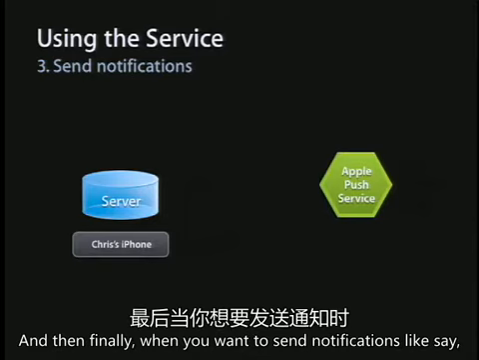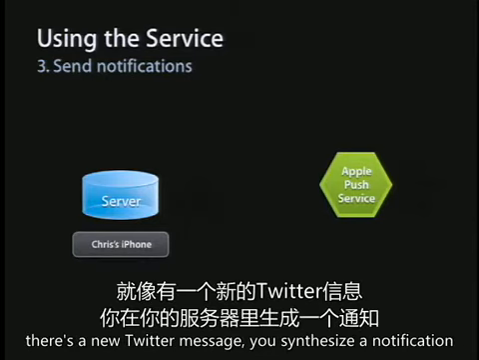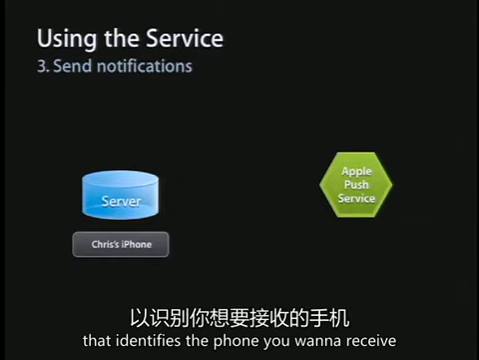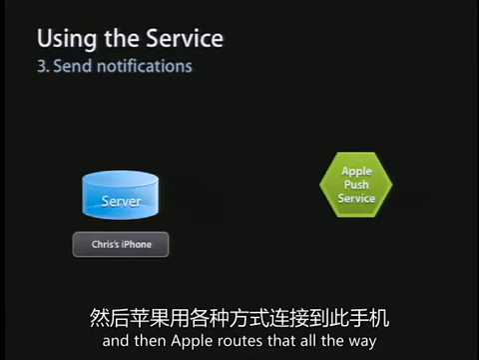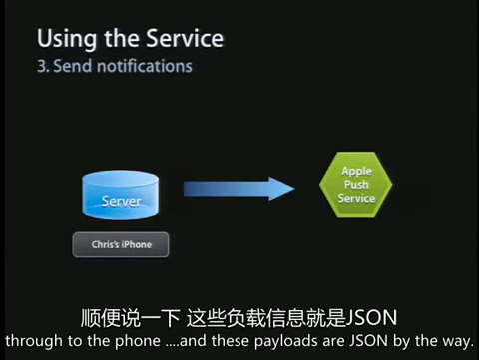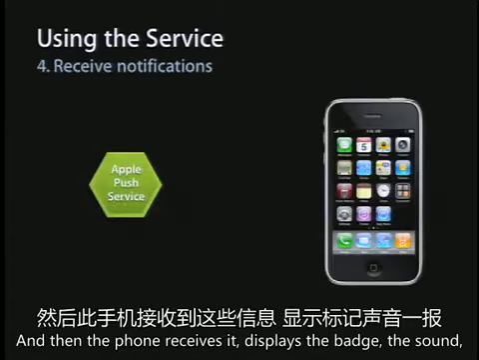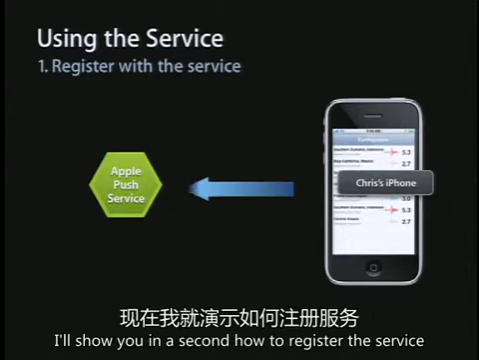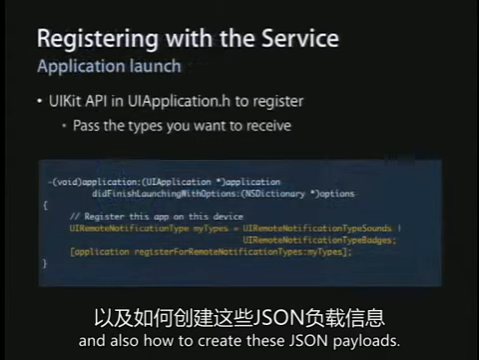And then finally, when you want to send notifications, like say there's a new Twitter message, you synthesize a notification on your server and you send it to Apple with the token that identifies the phone you want to receive it, and then Apple routes that all the way through to the phone. And these payloads are JSON, by the way. And then the phone receives it, displays the badge, the sound, or alert, whatever you actually encoded in this JSON message. I'll show you in a second how to register the service and also how to create these JSON payloads.